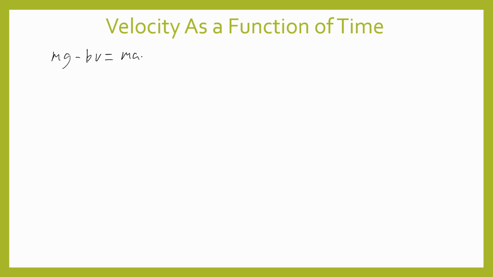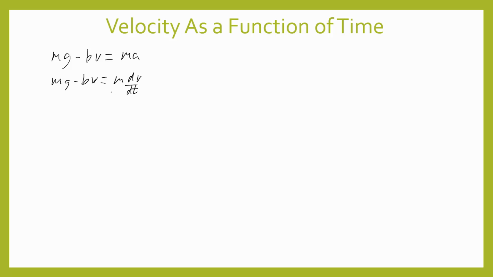And so we have this equation here. Now we can rewrite the acceleration. Here I don't want the acceleration to be 0. I want to know my velocity at any time, not just after terminal velocity. So I can write this as dv dt.